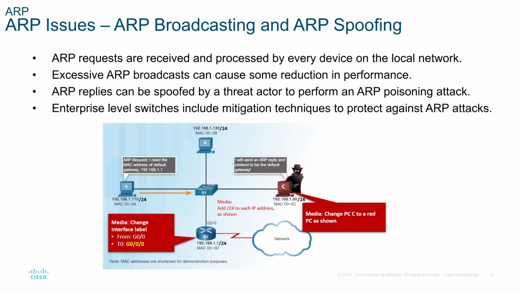Enterprise-level switches include mitigation techniques to protect against ARP attacks. We use a process called DHCP snooping that builds a table of IP addresses to MAC addresses. If a threat actor tries to insert their own MAC address, the table will recognize the change and shut off the port the threat actor is attached to.